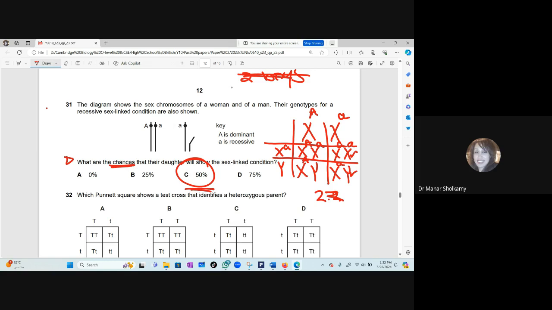If they said, what are the chances that their daughter will show the sex-linked condition? You will check how many daughters. I have 2 daughters, and 1 out of the 2 daughters will be sick. So it is a 50% chance. If they asked you, what are their chances that their son will show the sex-linked condition? I have 2 boys, and 1 boy becomes sick. So it is also 1 out of 2. So the answer is always 50%. Did you understand why?